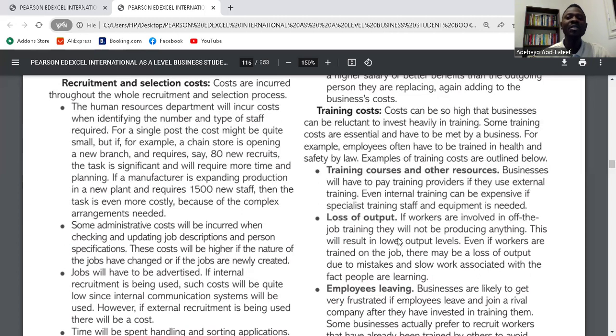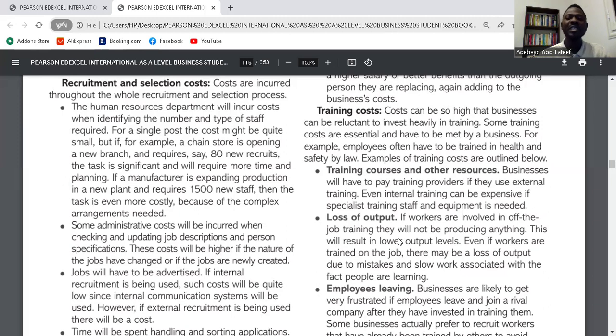One, training costs and other resources. Businesses will have to pay training providers, that's the trainers, if they use external training. Even internal training can be expensive if specialist training staff and equipment is needed. So there's always training costs and equipment or material resources that will be needed for training. It's a cost that has to be paid.